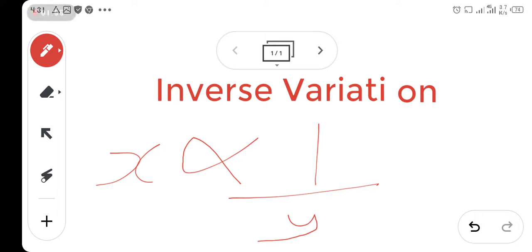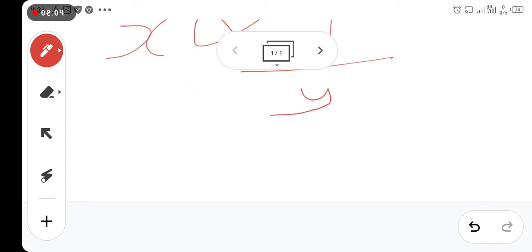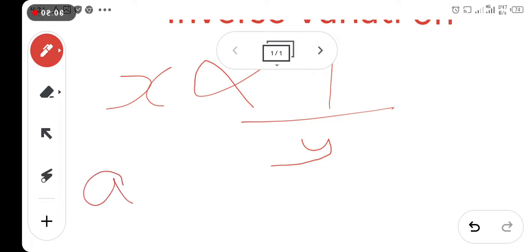So if I have that a varies inversely as b, I'll write it this way. a varies inversely as b. So this is how we represent an inverse variation.